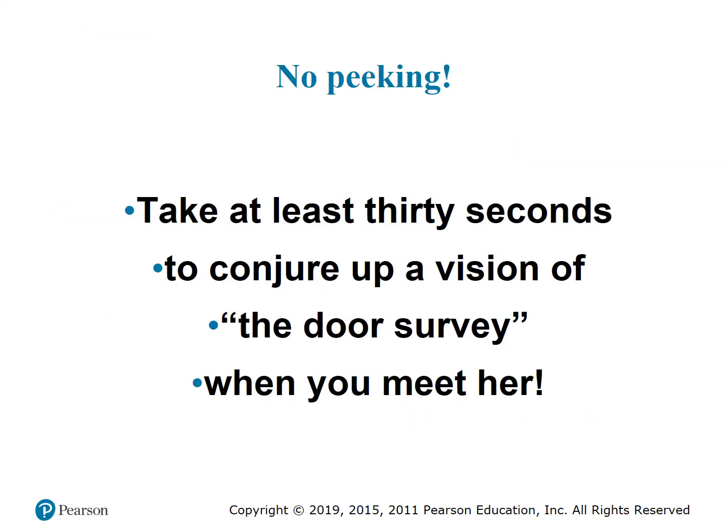Oh, yeah. So now, in other words, no peeking. I'm not going to tell you yet. Don't rush through this slide. Take 30 seconds to conjure up a vision. You're standing in the door, or you're standing at a respectful distance where she doesn't know you're looking, and you're kind of doing the door survey to see what's going on. What is it that you visualize, given the history that you just heard about?